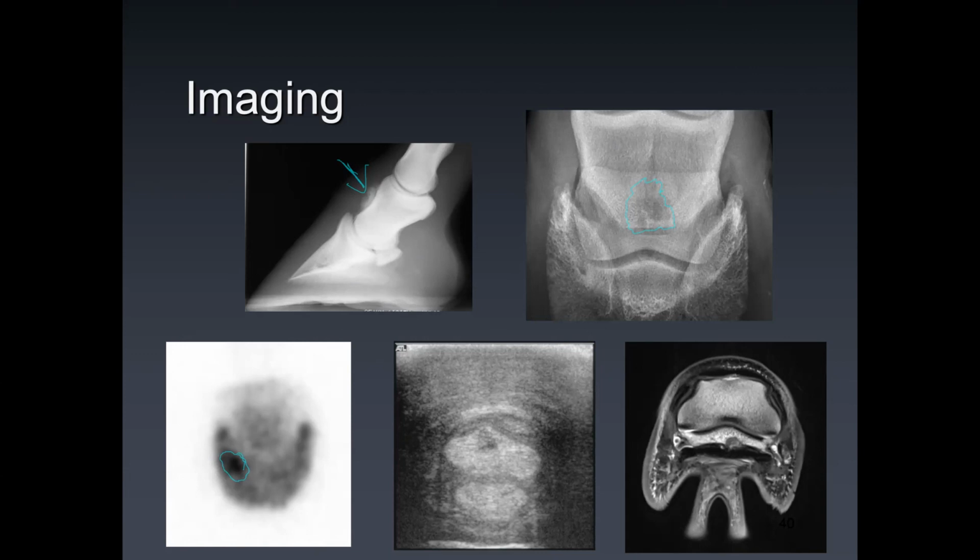In the middle, we've got a tear in the deep digital flexor tendon here, right there. And on the bottom right, you've got a comparable image, this is an MRI. And here we have a big old hole in the navicular bone, very comparable to the one that's in the radiograph above it.